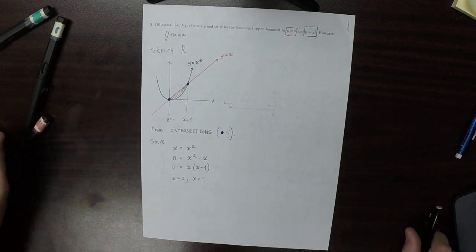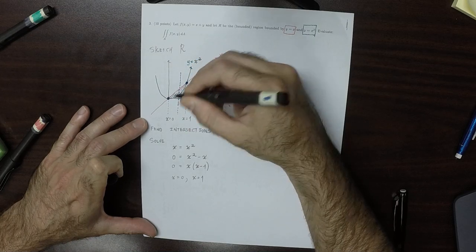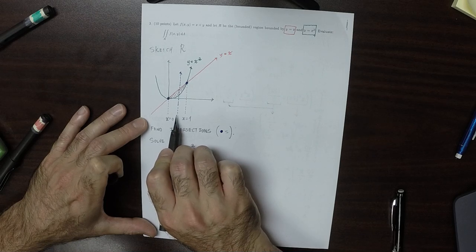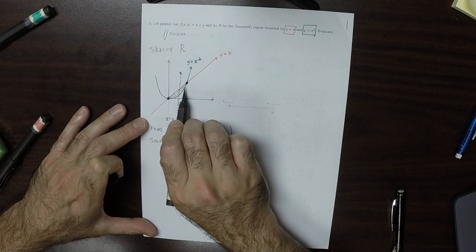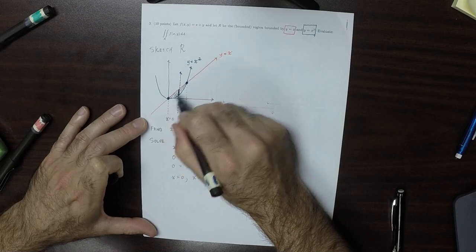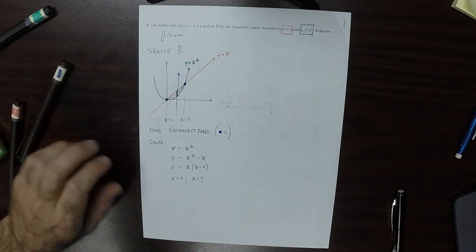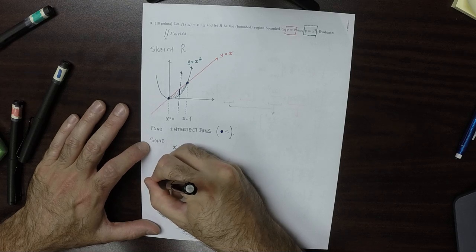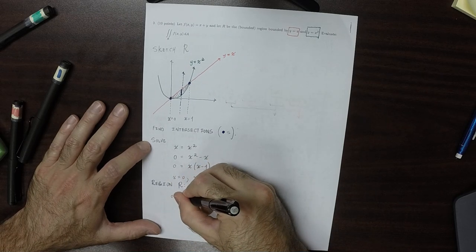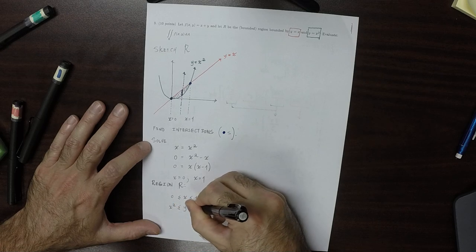Okay. So if we pick an x value between 0 and 1, a stereotypical one, something like this, then moving in the upward direction, in the positive y direction, notice that to cross through the region, you start at y is x squared. You start at the parabola, and you proceed through the region, and you stop at the red line. So it will be from y is x squared to y is x. So the region R is algebraically described as 0 less or equal to x less or equal to 1, and x squared less or equal to y less or equal to x.